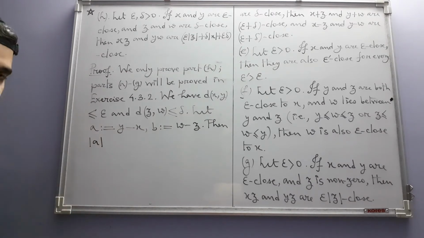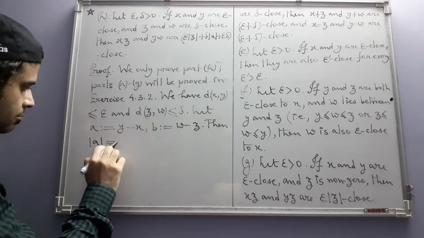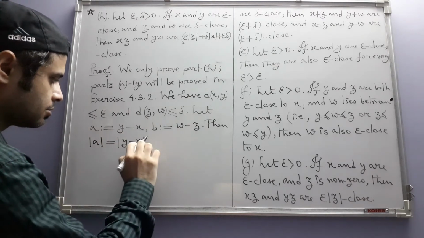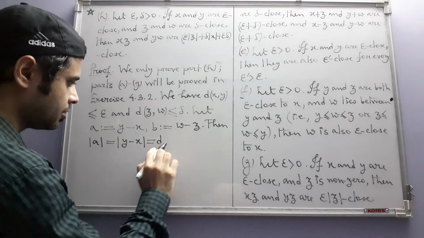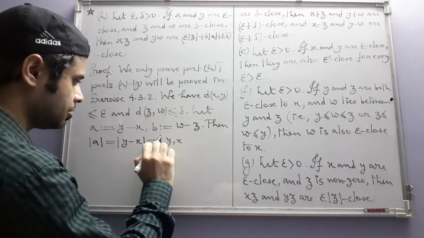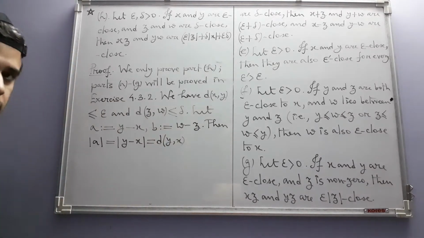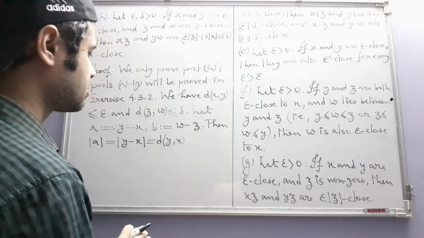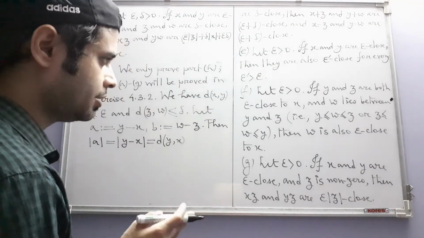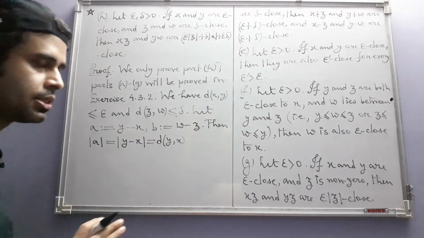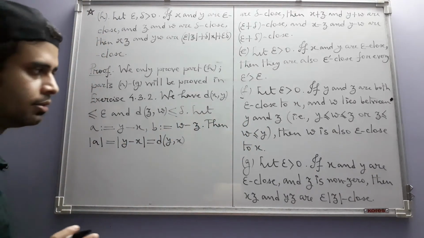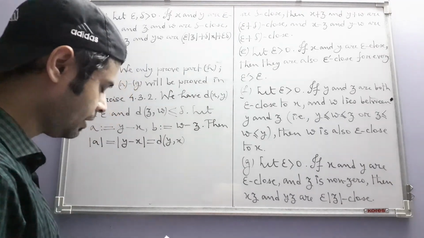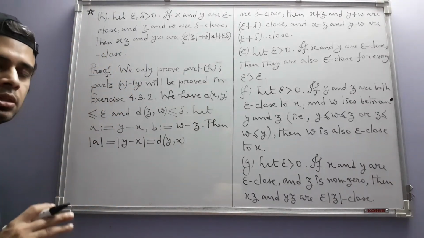Then what is the absolute value of A? The absolute value of A is this, which by definition is d of y comma x. But d of y comma x, by symmetry of distance from proposition 4.3.3, what was that part? I forgot the part. Anyway, you just go to proposition 4.3.3.